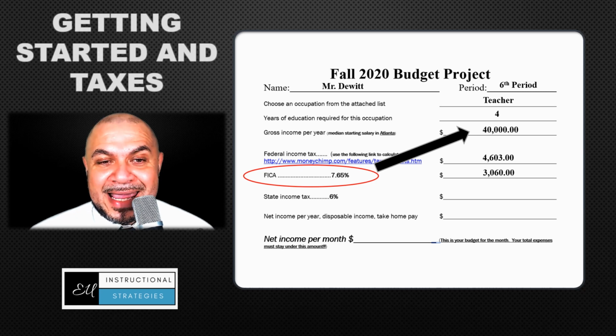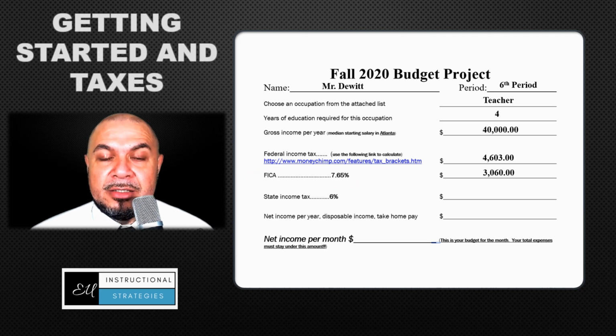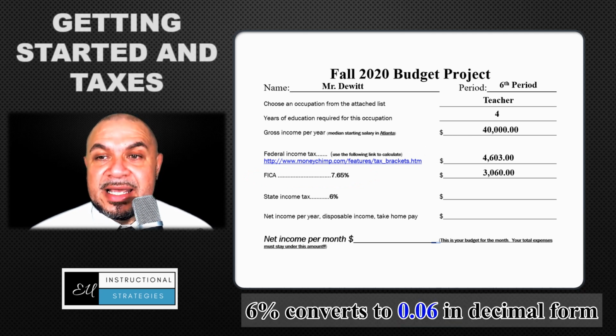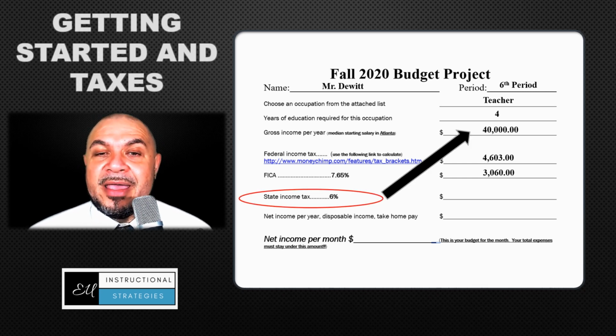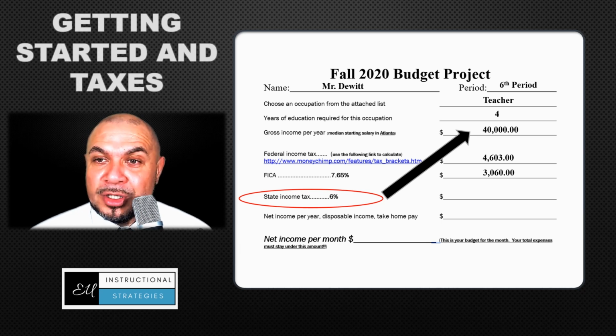For your state income tax, this is the last tax type. You're going to do exactly the same thing. You're going to convert 6% to a decimal, which is 0.06. Once you get that number, you are going to multiply that times your gross salary, once again, that number that's located to the right of your job description. In my case, 40,000. So I take 40,000 times 0.06, and that gives me, for my personal example, $2,400.